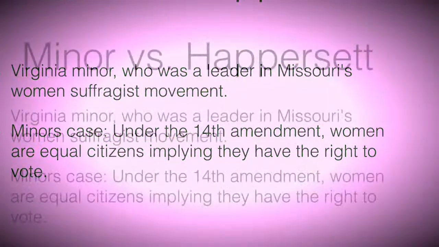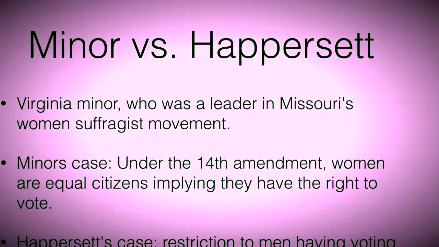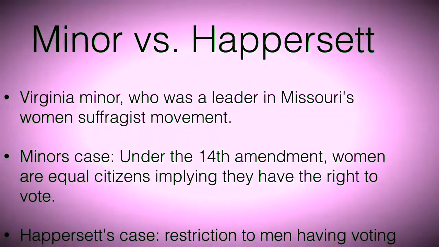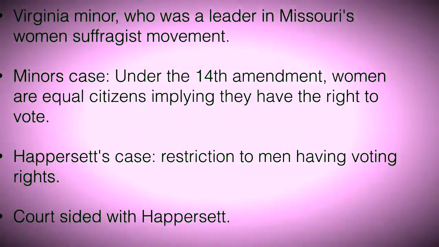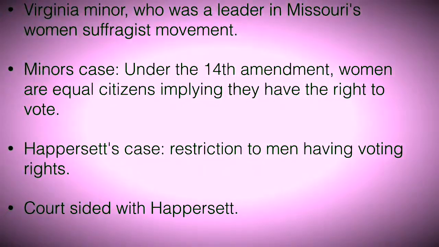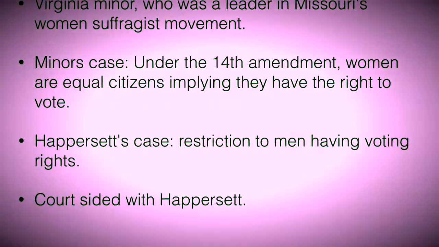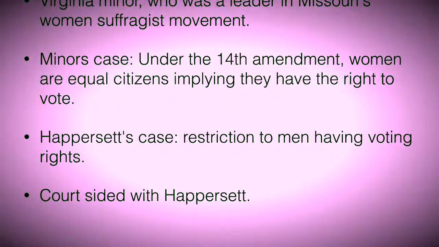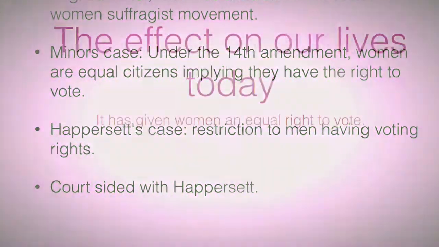Minor's case stated that under the 14th Amendment, women are equal citizens, implying that they have the right to vote. Also, that provisions of the Missouri State Constitution which allowed only men to vote were in violation of the United States Constitution. Happersett's case stated that almost universal practice of all of the states from the adoption of the Constitution to the present time was to restrict voting rights to men only. The Supreme Court took Happersett's side.